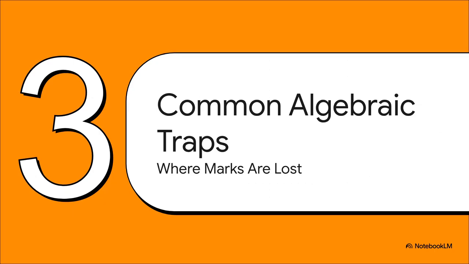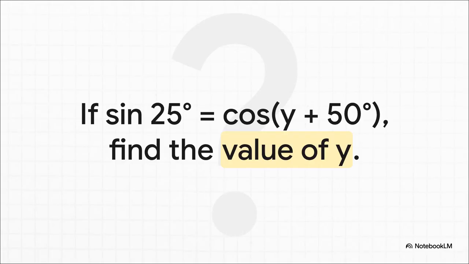Now, let's switch gears a bit. It's not always the geometry or the diagram that trips you up. Sometimes the problem is pure algebra, and there are some really common traps that will absolutely cost you marks if you're not careful. Take a look at this one. If sine of 25 degrees equals cosine of the quantity y plus 50 degrees, find the value of y. Now, at first glance, this might look really intimidating. How in the world are you supposed to solve for y when it's locked inside a cosine function like that?